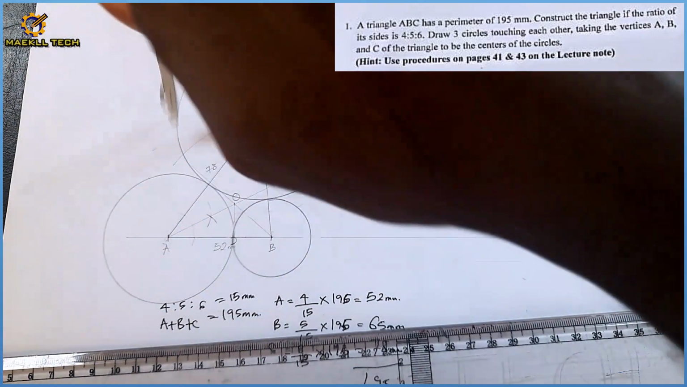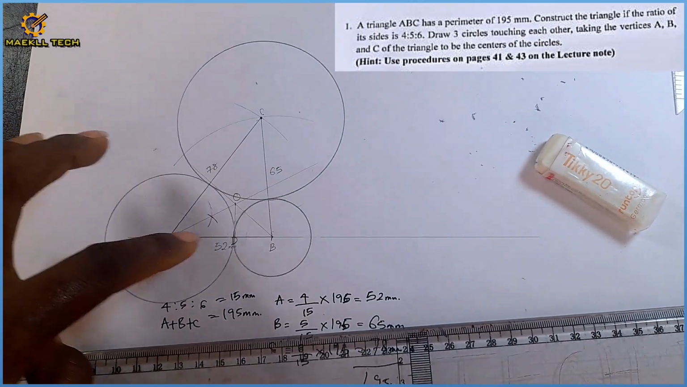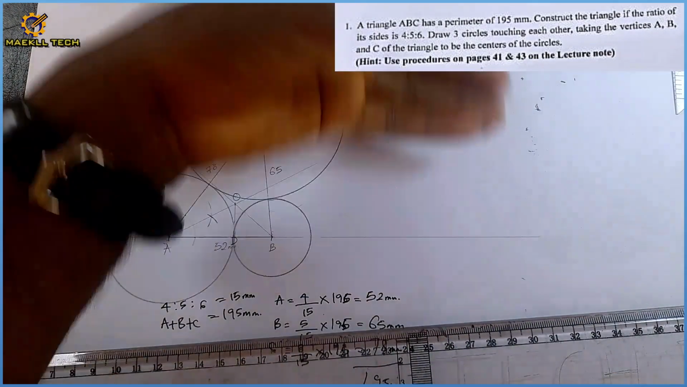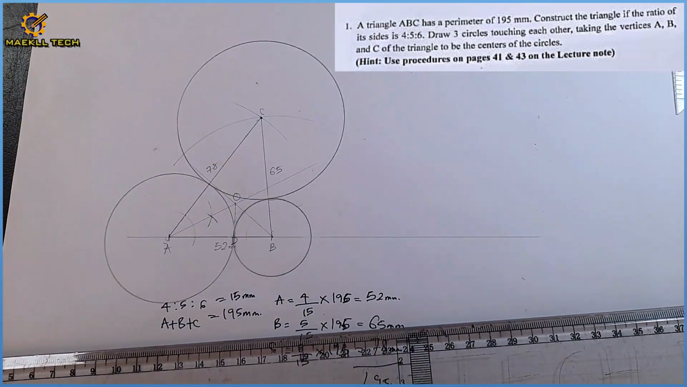Then as you can see on the screen, using marks A, B, and C as centers, my circles are touching each other. So that is the solution to the problem on the screen right there.